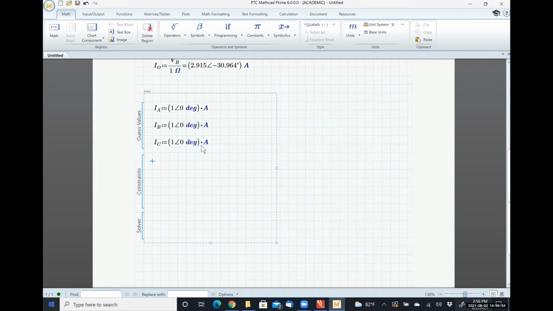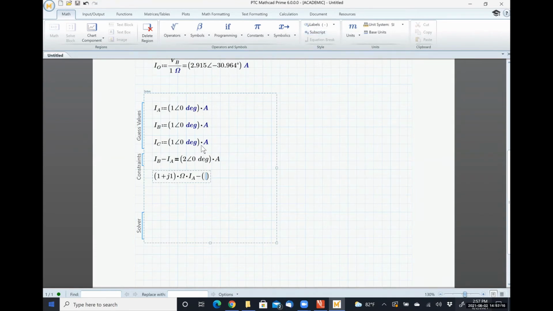So that would be IB minus IA is equal to 2 angle 0 degrees amps. Then I have (1 plus j1) ohms times mesh current IA. Again, if I say something in one of these equations that doesn't sound right, please stop me.